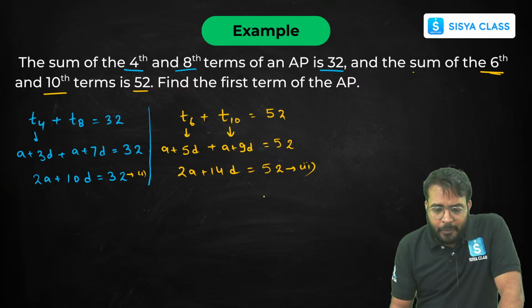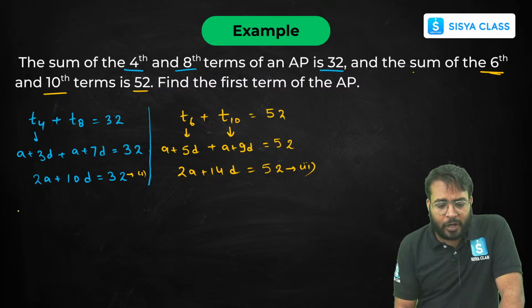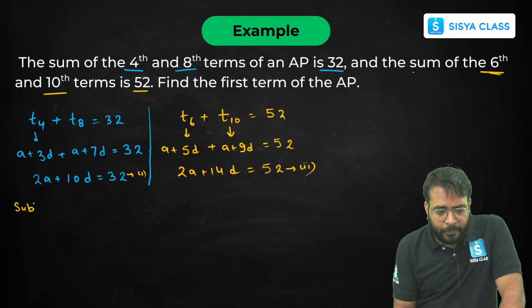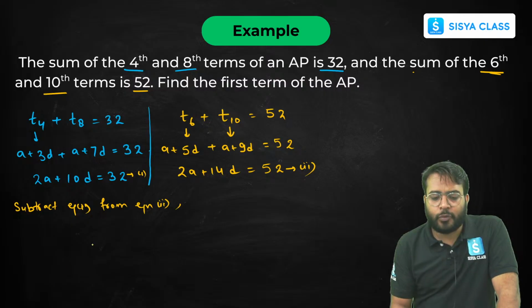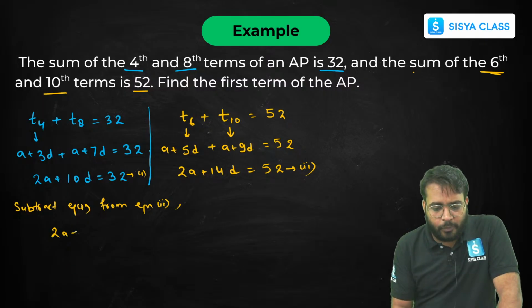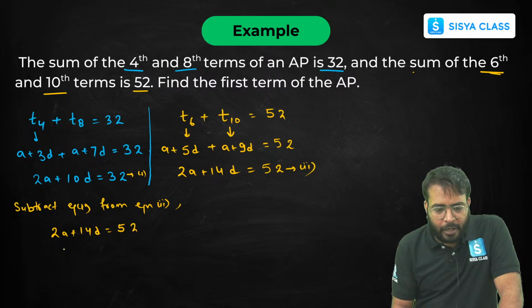Can we subtract equation 1 from equation 2? Subtract equation 1 from equation 2. What am I going to get? Here I am having 2a plus 14d is equal to 52, and here I am having 2a plus 10d is equal to 32.